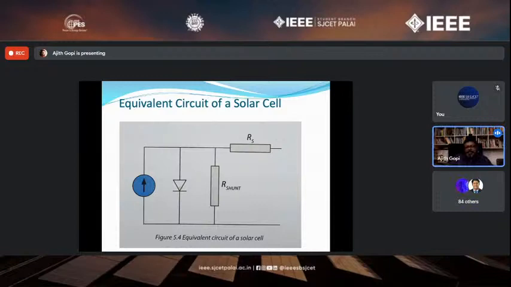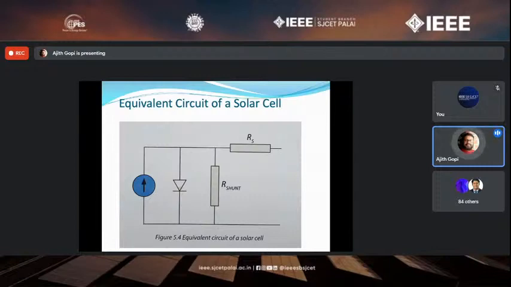So this is a simple equivalent circuit of a solar cell. I remember the days I used this equivalent circuit for my MATLAB simulation during my MTech days. I thought of actually simulating a typical solar cell, a solar array. Those were there in my computer, but I couldn't get time. Maybe in some other session I will simulate it in MATLAB and show you.